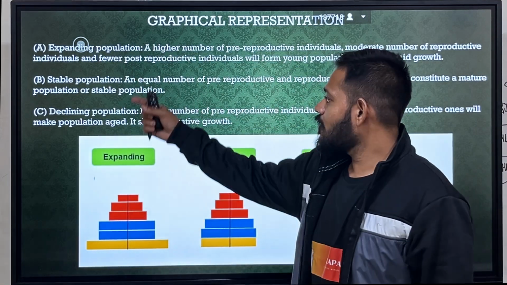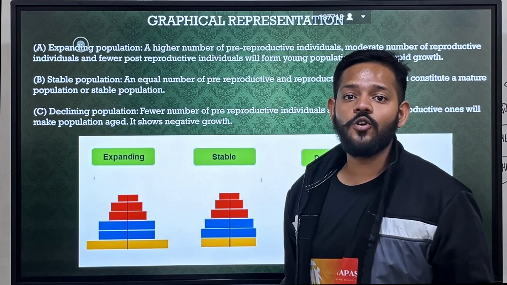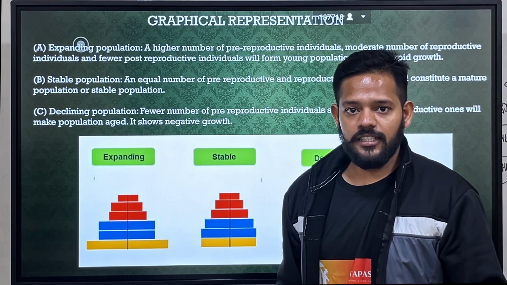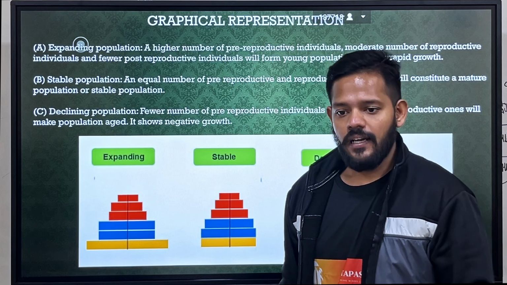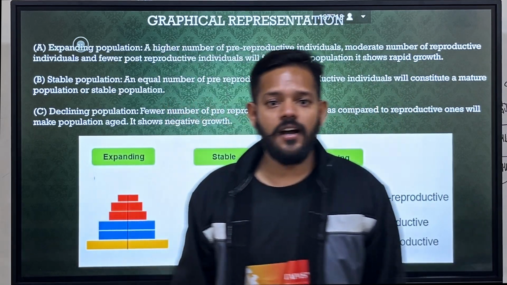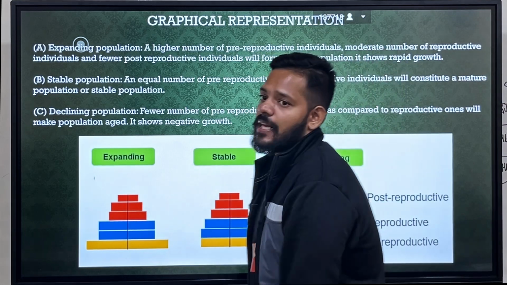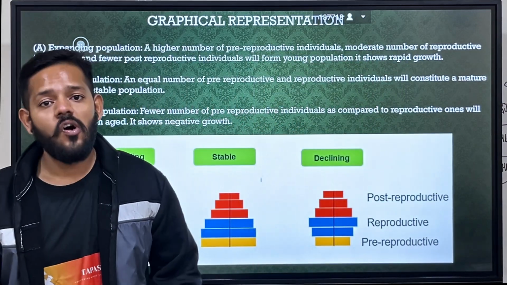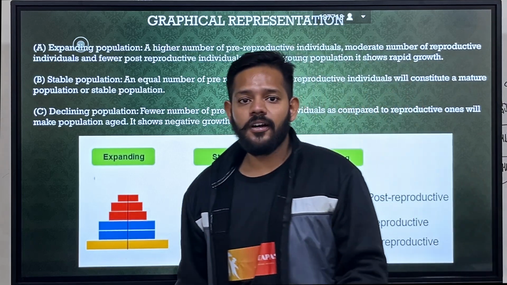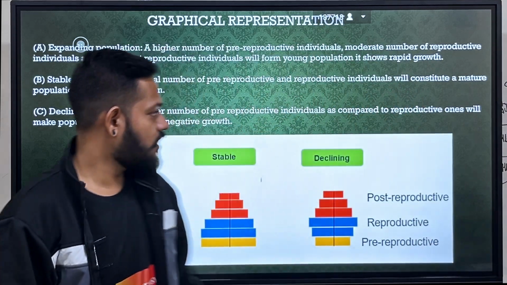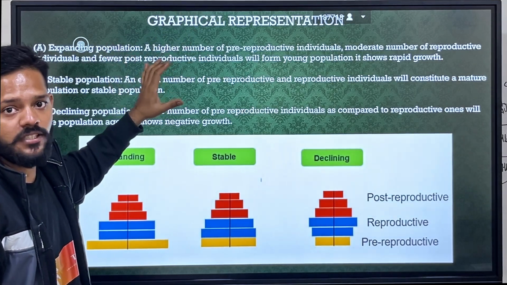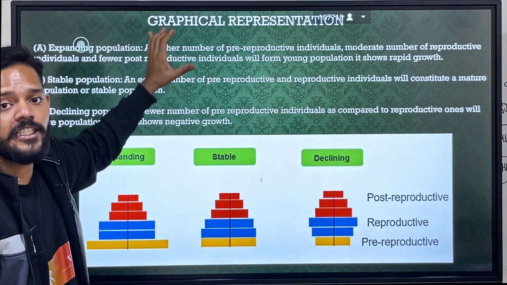Next thing is your stable population, which is seen in European countries and American countries, USA and Mexico, and European countries like UK, France, Germany, Austria. These countries have stable population. They have control on their population. They have an equal amount of pre-reproductive and reproductive individuals. So this is the graphical representation of age-related population studies, which we call the age pyramid.